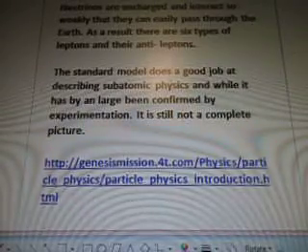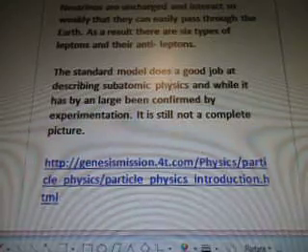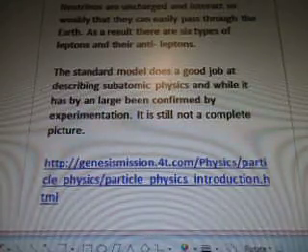The Standard Model does a good job at describing subatomic physics, and while it has by and large been confirmed by experimentation, it is still not a complete picture.